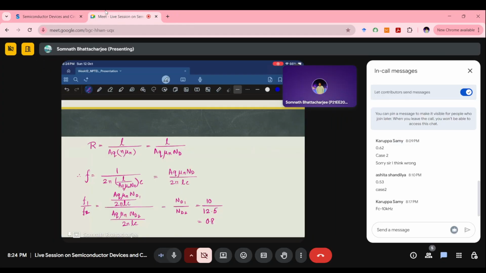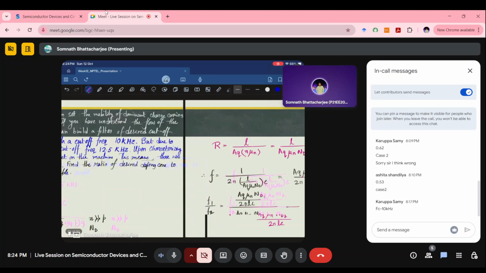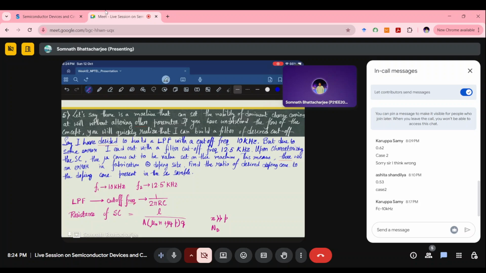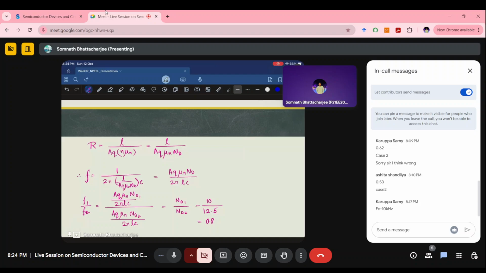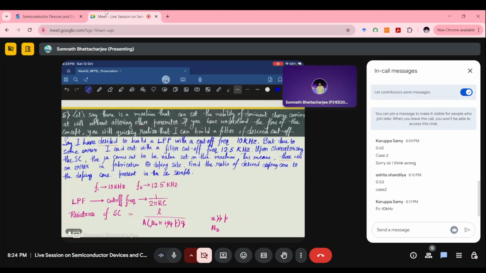So basically you were saying that you are just getting the ratio of these two values. But mainly the reason is that we are moving towards the LPF cutoff frequency. So we have to put 1 by 2 pi RC and then we have to get the values. We also need to remember that the cutoff frequency equation is 1 by 2 pi RC, and the resistance equation as well.